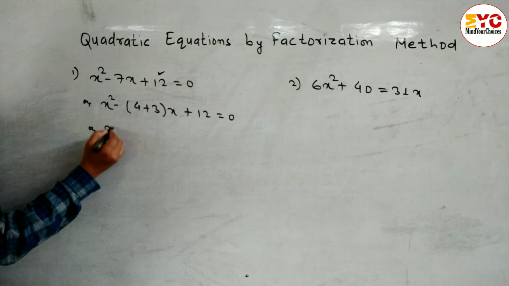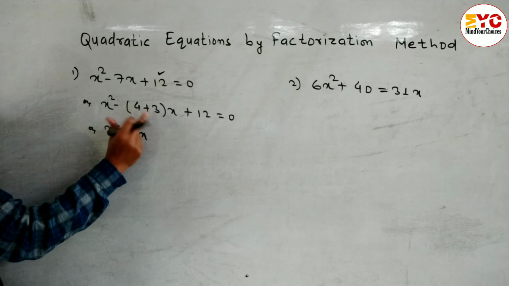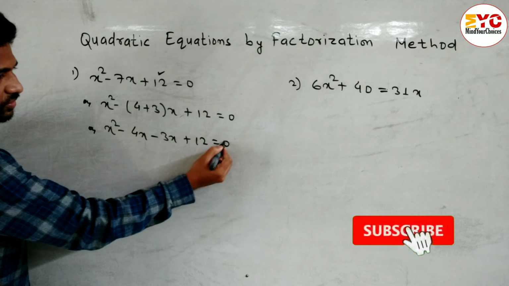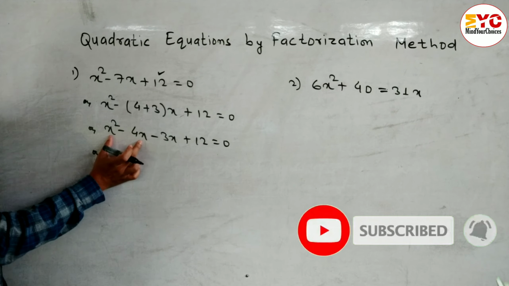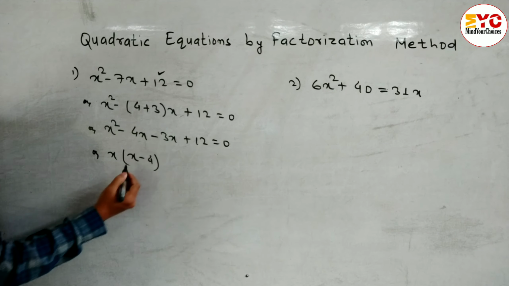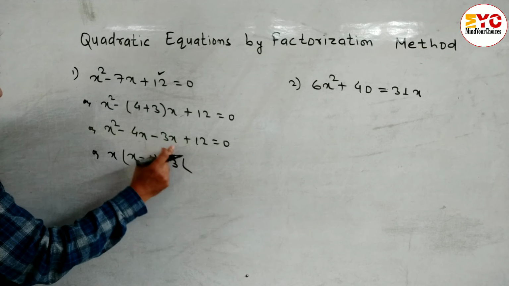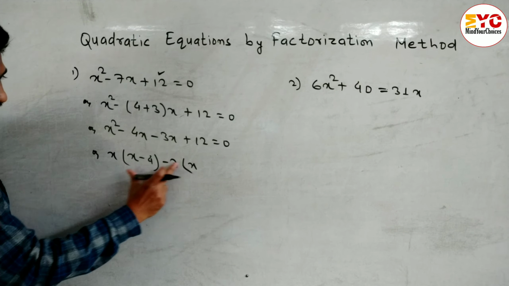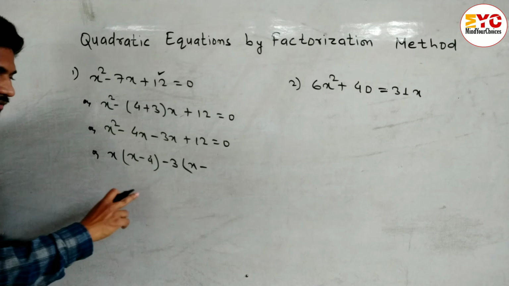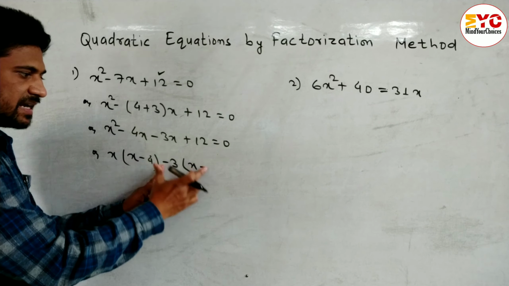Now we have to open the bracket: x square minus 4 into x, 4x, minus 3 into x, 3x, plus 12 is equal to 0. From these two terms we have to take common, and the common is x, remaining x minus 4. Similarly, here is minus 3, so we have to take minus 3 common, remaining x minus 4. As I told you before, when minus is common, we have to change the sign. If plus, we write minus; if minus, we write plus.